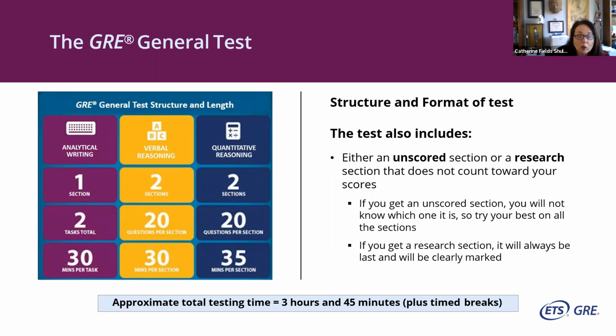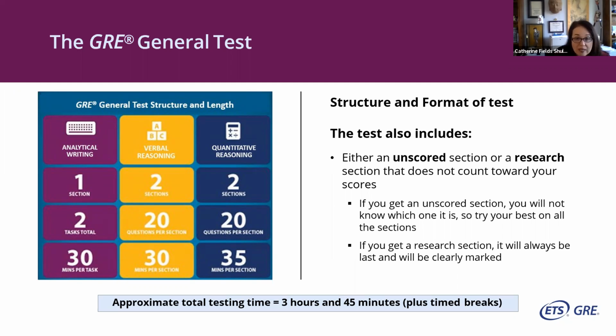Both the verbal reasoning and quantitative reasoning measures are comprised of 2 sections each. These sections can actually appear in any order after the analytical writing. So you might get quantitative reasoning next and then verbal reasoning, or verbal reasoning and then quant, but analytical writing is always first.